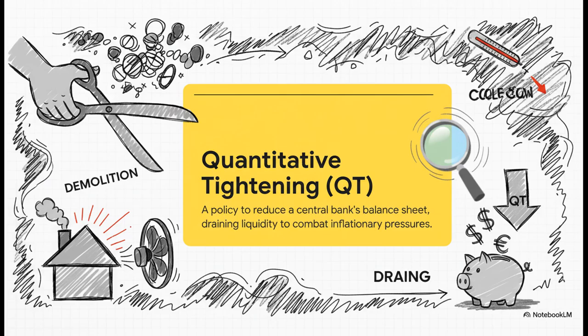To put it simply, if you remember quantitative easing, or QE, that was the big money printer, right? Pumping cash in to stimulate the economy. While QT is the exact opposite. It's like a controlled demolition of the money supply, all designed to put the brakes on an overheating economy.